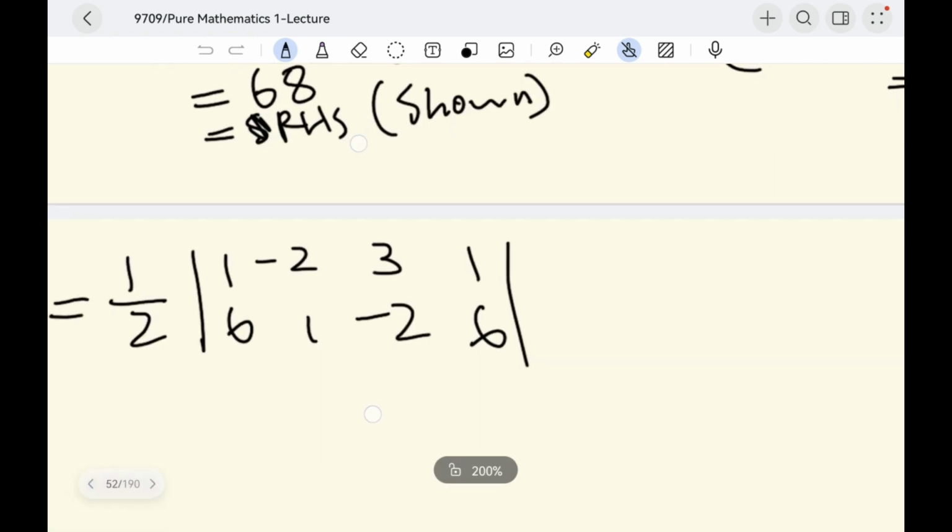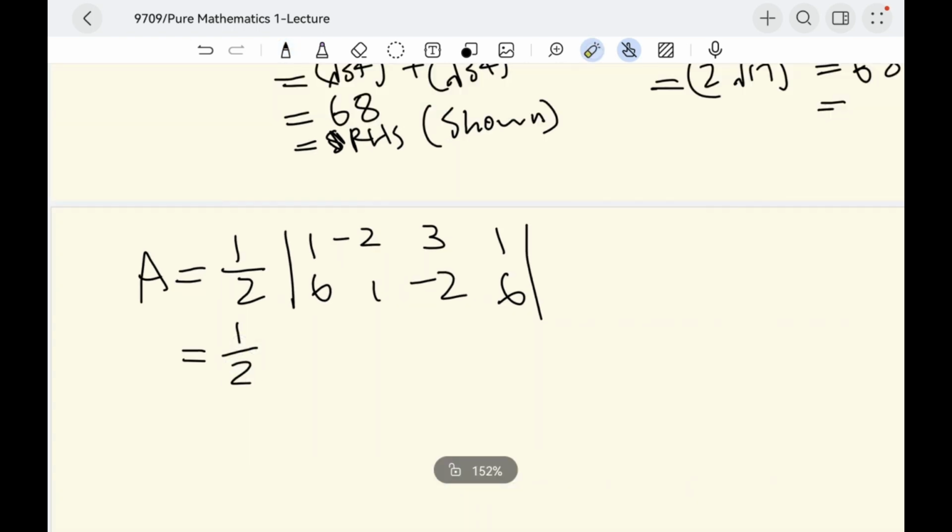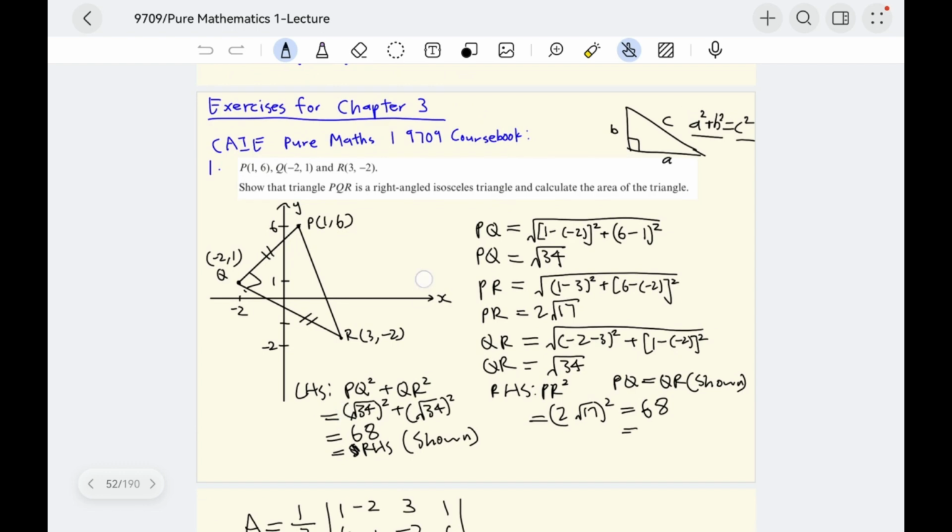So how to use the shoelace method? Okay, sum of the positive, which is this shoelace: 1 times 1, 2 times -2 times -2, and 3 times 6. Okay, I need to check back first. Yeah, correct.